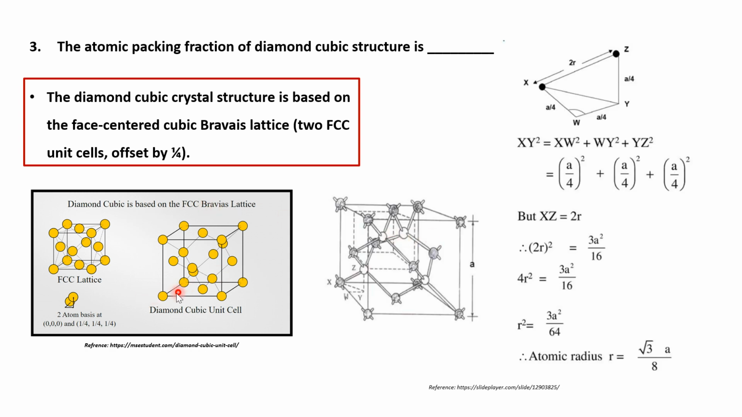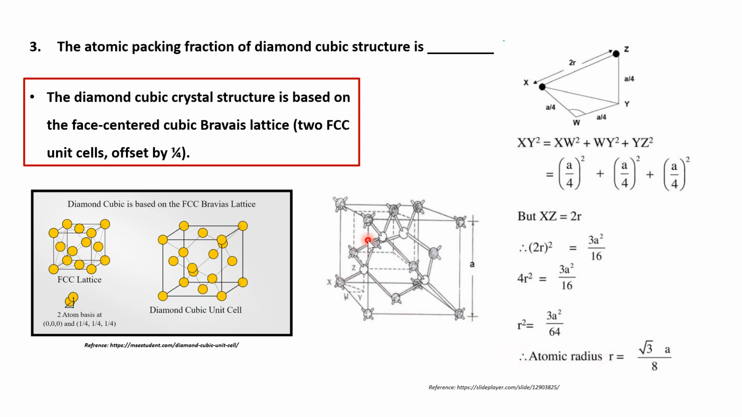Now, usually when we are deriving the atomic packing fraction for BCC, FCC, etc., we will have a relationship between R and the A value. So what are R and A values? R is the atomic radius of whatever atoms are present here, and A is the unit cell parameter. So we need to find a relationship between R and A. How do we do that?